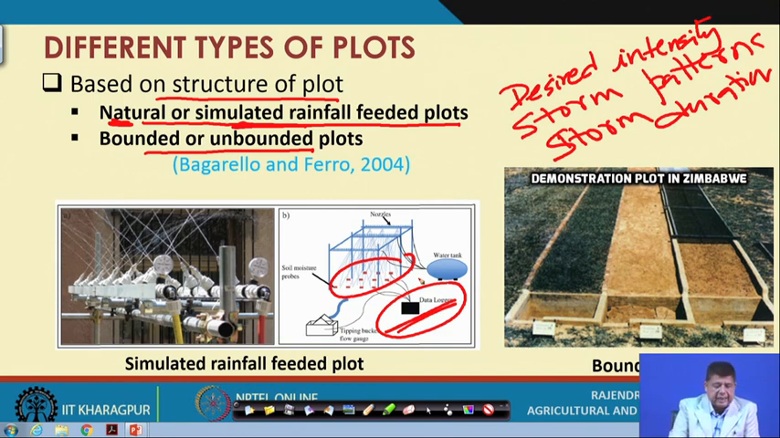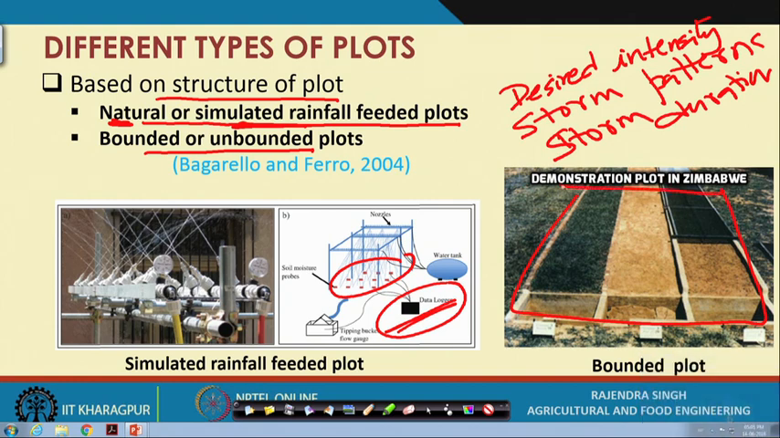And then the second type of plots are bounded or unbounded plots. So, that means whether there is a boundary or not. Here, in this example, there is a boundary, so it is an example of a bounded plot. But if you go just outside to any field condition, that can also be a runoff plot, because runoff will definitely occur, and then it can be an unbounded condition. So, it is an unbounded plot. Unbounded plots are quite natural, whereas bounded plots are a little bit controlled because we are controlling things here. So, that is based on the structure of the plot.